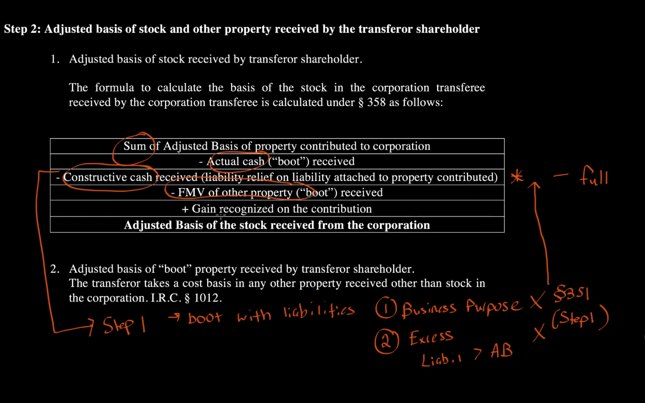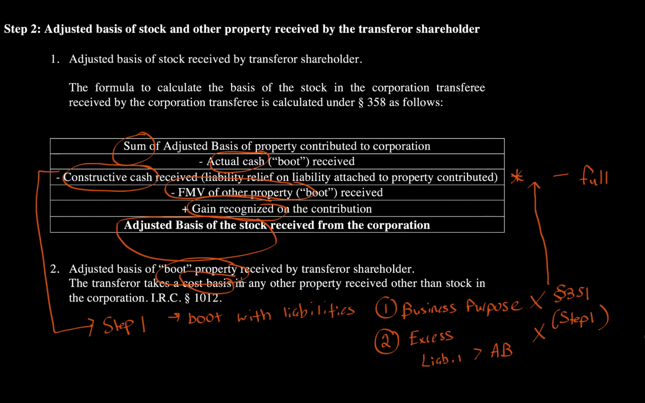We then are going to add the gain recognized on contribution. If the transferor recognizes any gain as a result of the transaction, we add that. When we go through that formula, the remaining amount will be the adjusted basis of the stock received by the transferor. Now, the adjusted basis of any property received, boot, that is not considered stock in the corporation, will always take a cost basis under section 1012.